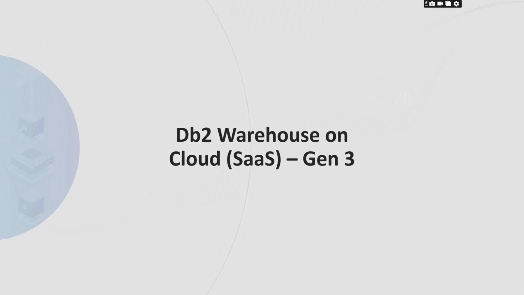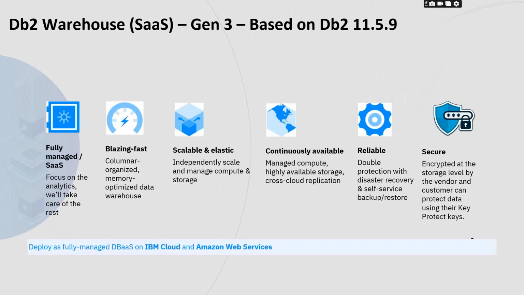All right, so now that we've got that preamble in place, let's jump into Db2 Warehouse on Cloud SaaS, Gen 3. And what did we do there? The first thing is, as I mentioned already, this is a fully managed Db2 Warehouse on Cloud. It's called Gen 3 because it was a pretty significant change from Gen 2, and we're going to go through the key changes. And this is the first place that Db2 11.5.9 went out into the market. It was a cloud-first delivery, available on both IBM Cloud and AWS.